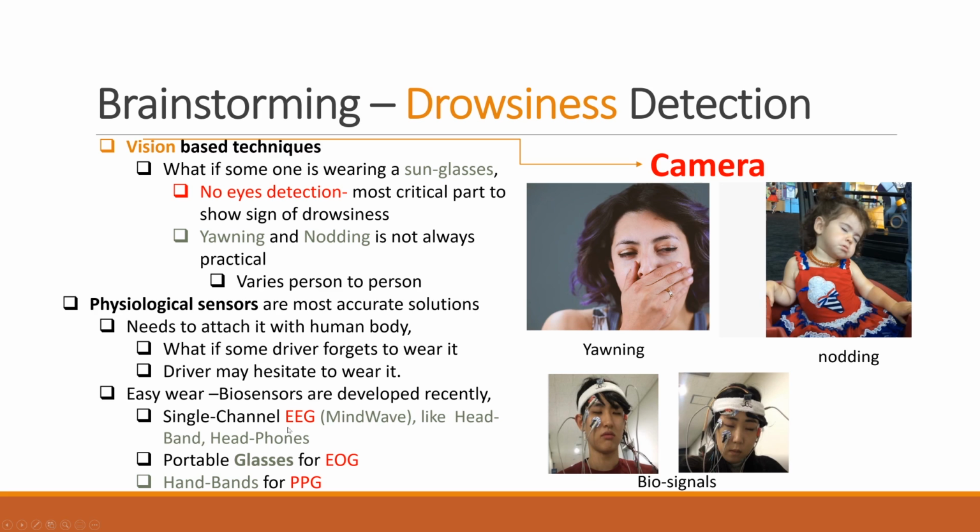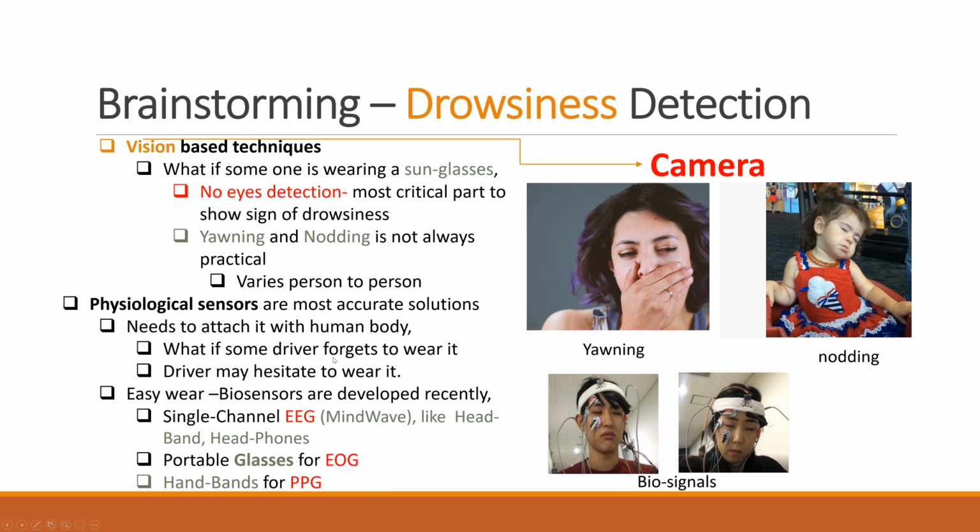Similarly, we can have EOG signals, like this is the vertical channel EOG, and this is the horizontal channel of EOG. So based on the eye movements in the EOG, we can also detect whether a person is going to sleep or not. Similarly, we have PPG, based on respiration. We have bands which you can wear, and based on that we can also detect whether a person is going to be drowsy or not.